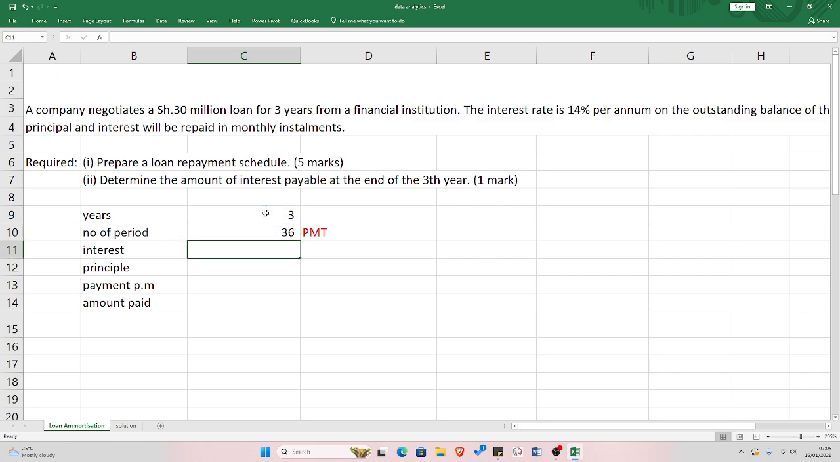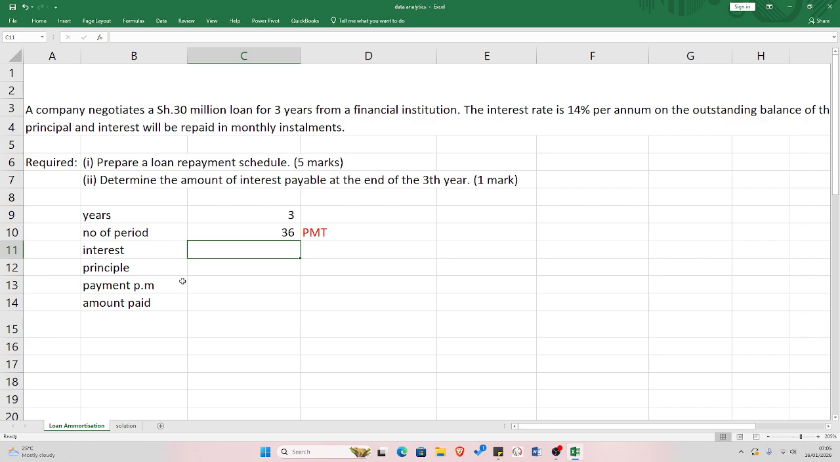Let's say, for example, this loan was to be paid semi-annually. It means then the number of times it was to be paid per year is not 12 but 2. So the number of periods will be 6, because you are going to pay 6 times. But from our question, it means per year we are going to pay 12 times.